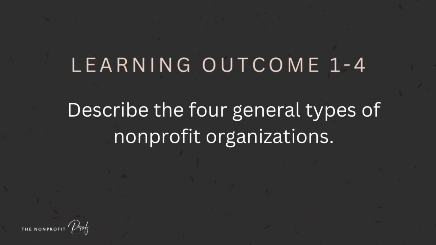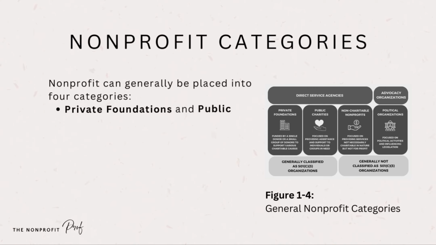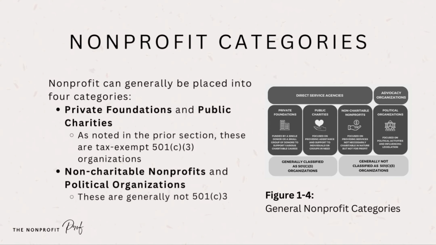Now, of these four types of nonprofit organizations, I first want to talk about the two categories that are generally tax-exempt 501c3 organizations, and those are the private foundations and the public charities. And remember, of the 501c3 classification, the vast majority of them are public charities. Only about 9% are private foundations. But those are two of our four categories.